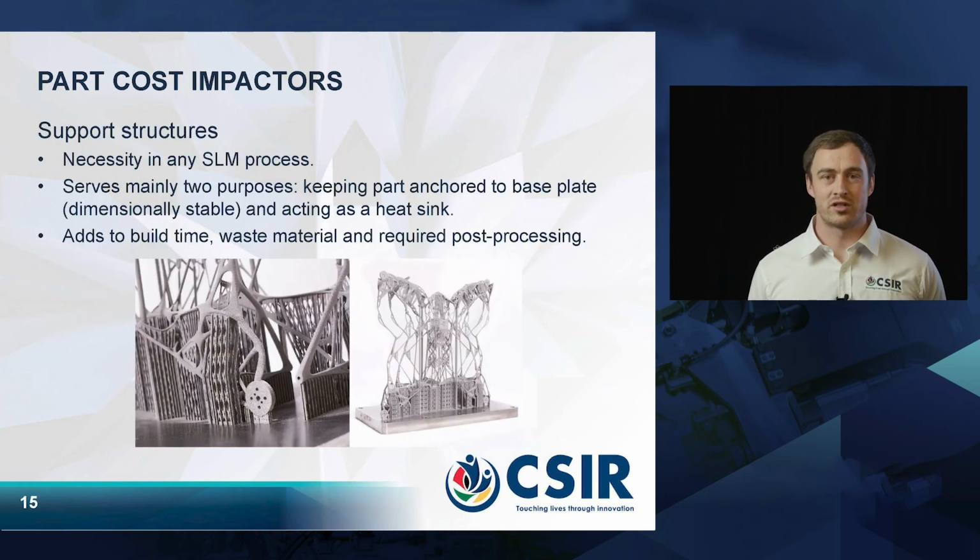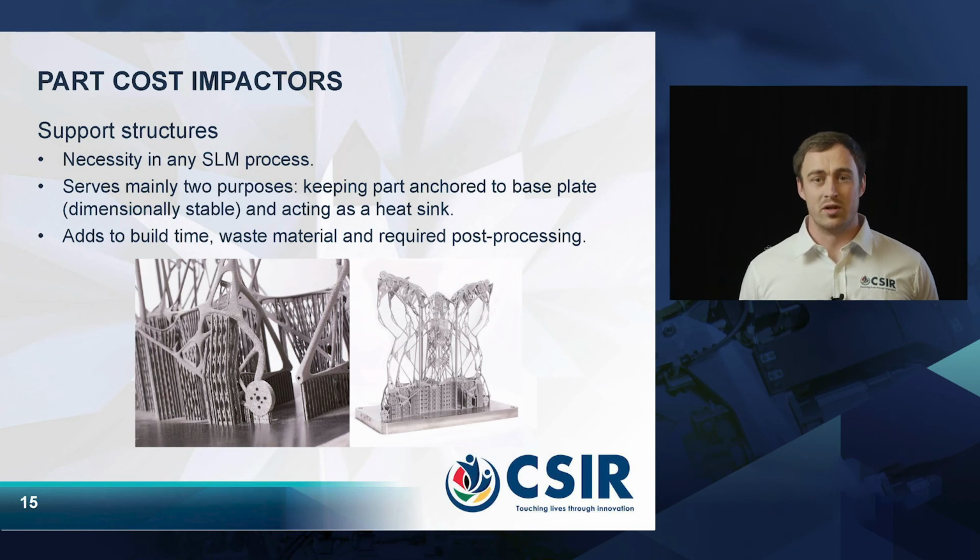The next is support structures. It is a necessity in any selective laser melting process and serves mainly two purposes: to keep the part anchored to the base plate and dimensionally stable, and to act as a heat sink to conduct heat away from the area being processed. These support structures add to build time, waste material, and require post-processing.